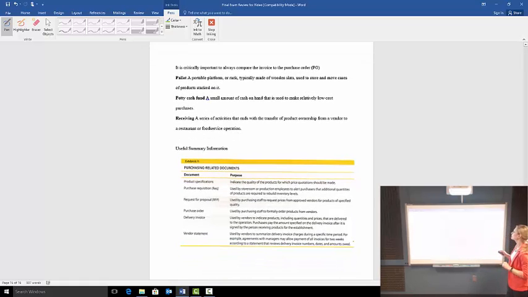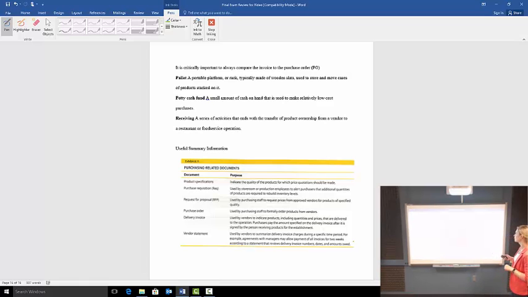So it's critically important to always compare the invoice to the purchase order. A couple notes here as well. A pallet is a portable platform or rack typically made of wooden slats. Petty cash fund is often just funds you have on hand to make small purchases, not used for larger planned purchases, but it's something you need last minute essentially.